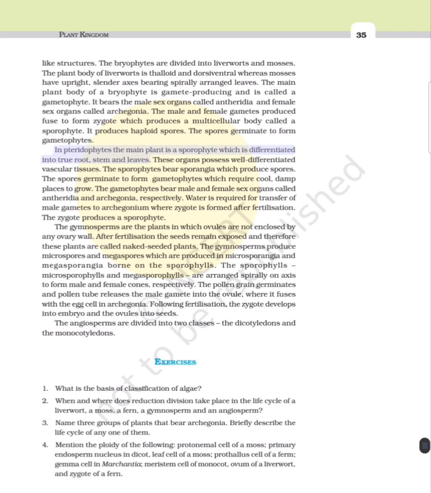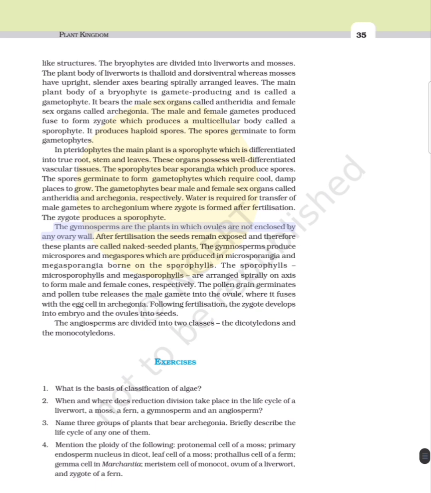In pteridophytes, the main plant is a sporophyte which is differentiated into true root, stem and leaves. These organs possess well-differentiated vascular tissues. The sporophytes bear sporangia which produce spores. The spores germinate to form gametophytes which require cool, damp places to grow. The gametophytes bear male and female sex organs called antheridia and archegonia, respectively. Water is required for transfer of male gametes to archegonium, where zygote is formed after fertilization. The zygote produces a sporophyte.